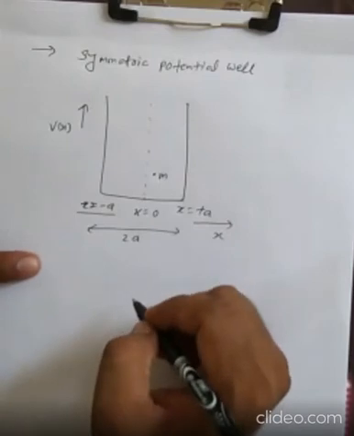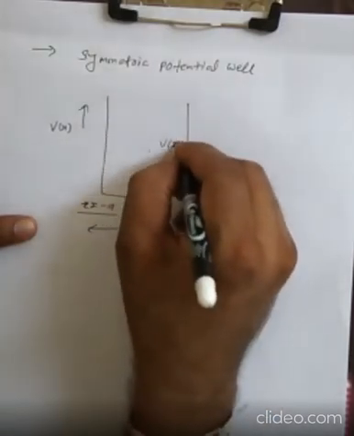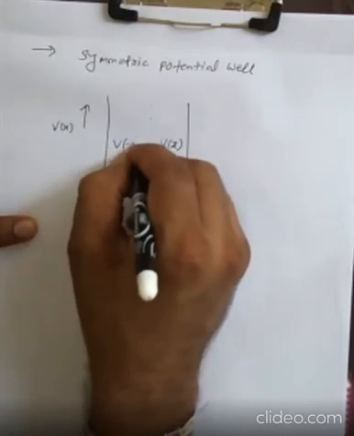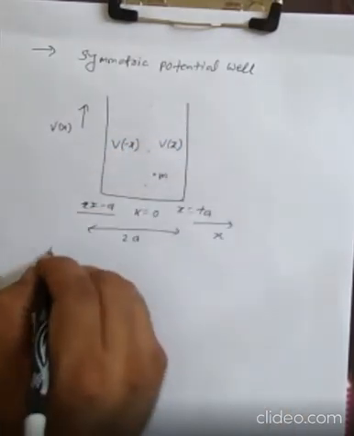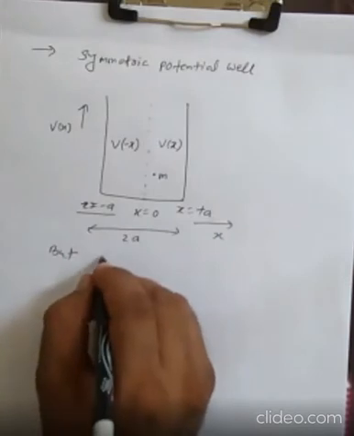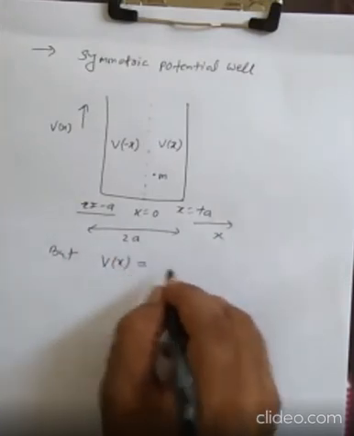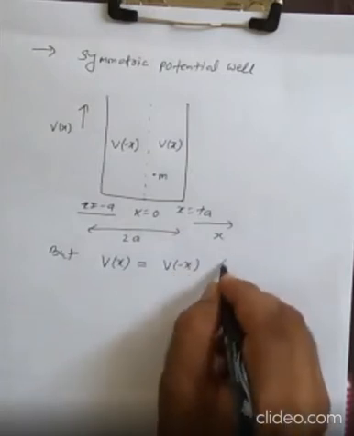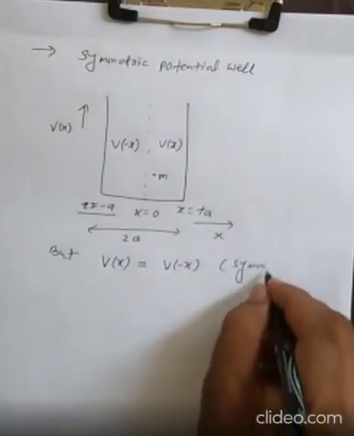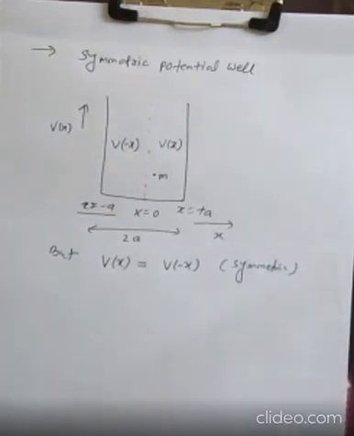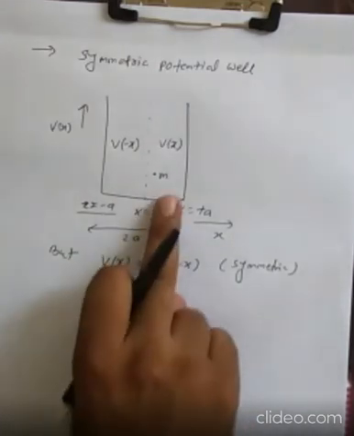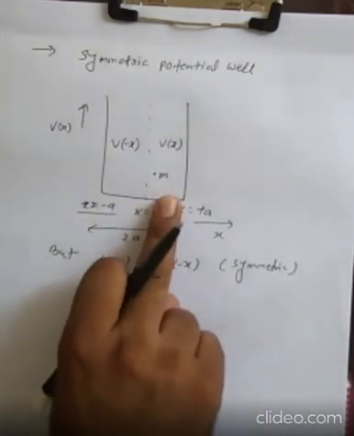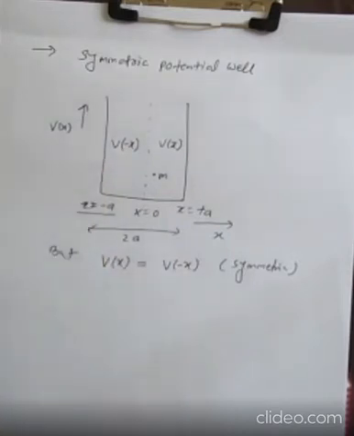And the potential in both regions is V(x) in this region and V(-x) in this region. But V(x) equals V(-x). Okay, so it means the potential is symmetric. It doesn't depend on the x values. Okay, it means the potential will be the same in the positive x region and the same in the negative x region.